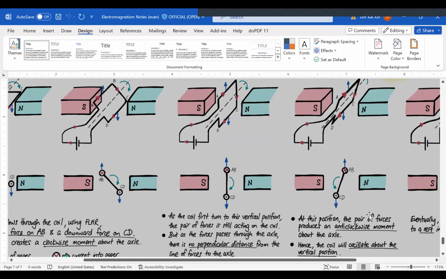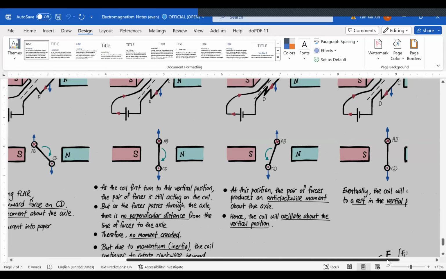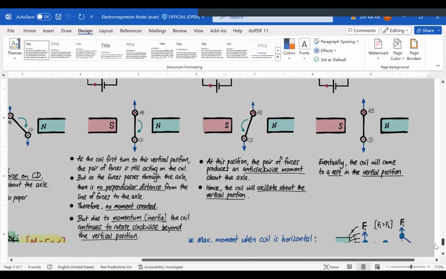So now because of this force, this coil will not rotate clockwise. This coil will rotate anti-clockwise. So you can read here, at this position, the pair of forces will produce an anti-clockwise moment. So the coil will again be rotated back to the vertical position. Eventually, it will again surpass the vertical position slightly because of momentum, but it will again rotate clockwise, anti-clockwise, clockwise, anti-clockwise, and eventually it will come to a rest in the vertical position. So this is what happens when you do not use a split ring commutator.